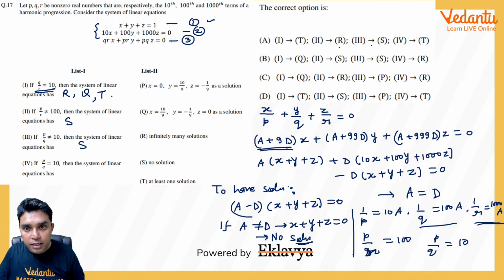And if we can check, we are getting 2 2s and 3 2s only in this B option. So B should be correct. And I is also matched with Q. We can check for the fourth also: when P upon Q is 10, this will have infinite solutions. And here we want whether R is correct or not. It is saying infinite solution, so definitely R will be the answer.